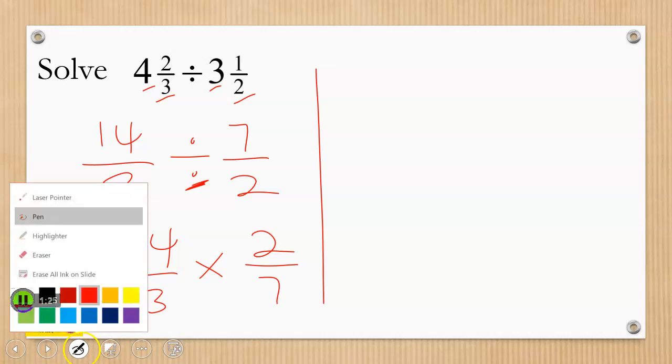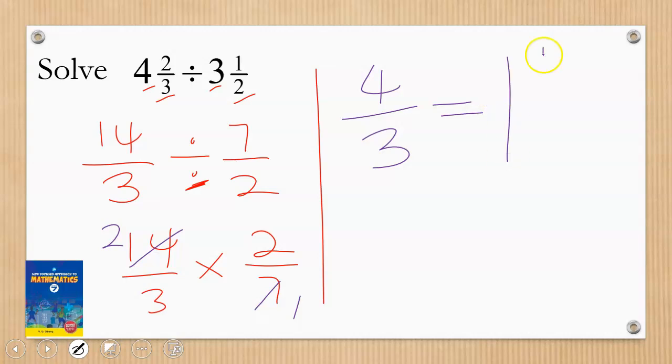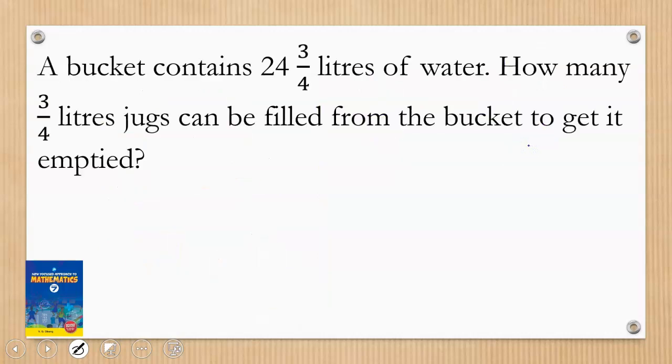Now, in this case, we can just do simple cancellation. 7 can divide itself as 1, 7 can divide here as 2. And so we have 4 divided by 3. That is 4/3. Now, 4/3 can be changed into a mixed number as one whole number, 1/3. That is 1 1/3. Good.